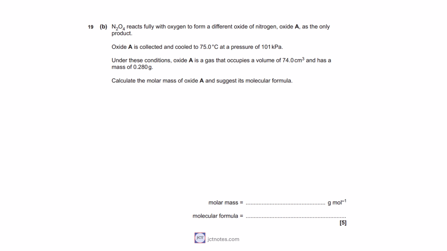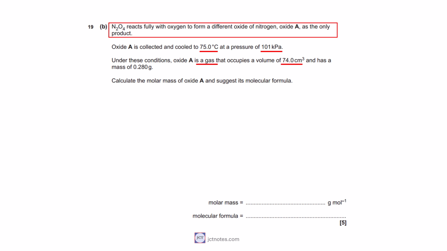In question 19b, we have that N2O4 reacts fully with oxygen to form a different oxide of nitrogen, oxide A, as the only product. We know that oxide A is collected and cooled to 75 degrees Celsius at a pressure of 101 kilopascals. Under these conditions, oxide A is a gas that occupies a volume of 74 cubic centimeters and has a mass of 0.28 grams. We are asked to calculate the molar mass of oxide A and suggest its molecular formula.